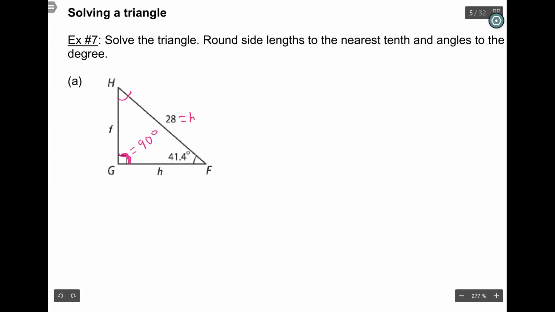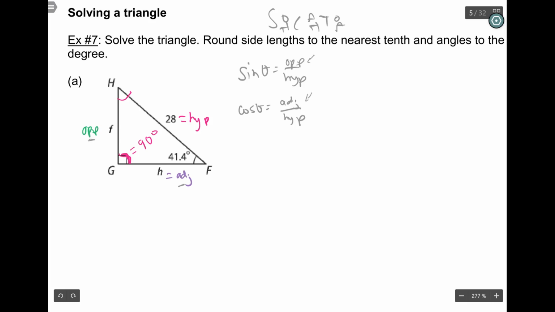So 28 is going to be our hypotenuse. H is going to be the adjacent side. And lastly, F is going to be the opposite side. So let's set up our three basic trig functions. SOHCAHTOA. Sine of theta is going to be opposite over hypotenuse. Cosine theta is going to be equal to adjacent over hypotenuse. These are the two we need, because remember we were looking for opposite and adjacent.